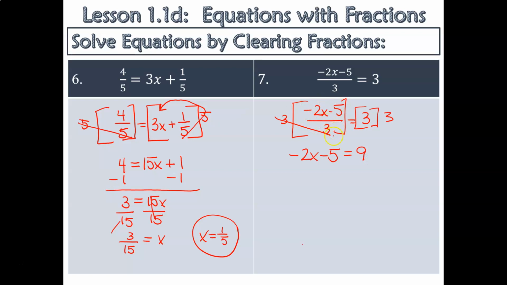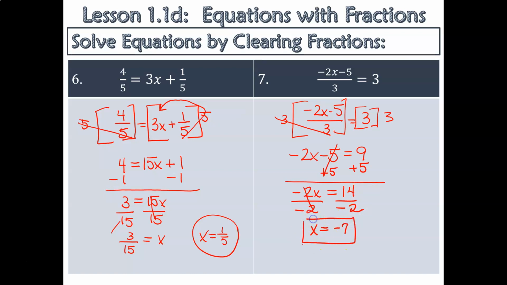The numerator does not get multiplied in a fraction. It just stays the same. The only thing you're going to actually multiply is numbers that are not fractions. So now I'm going to add 5. So I have negative 2x left over here. That's canceled, and I have 14 here. So I'm going to divide each side by negative 2 to undo that multiplication. Make sure you take the negative sign with you. And I have x is negative 7, because a positive divided by a negative is a negative.